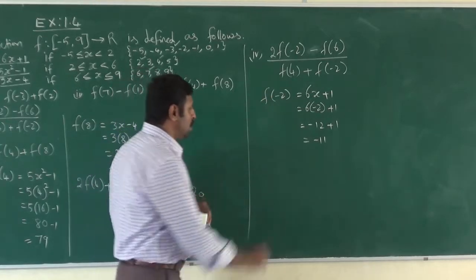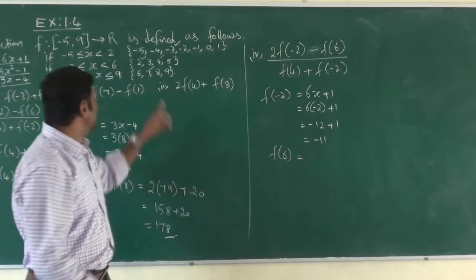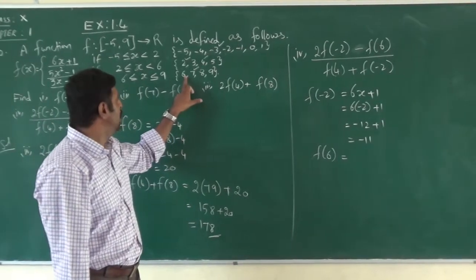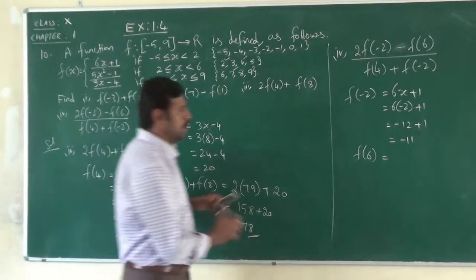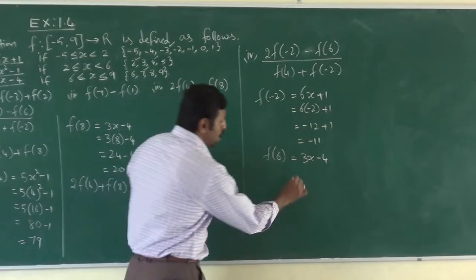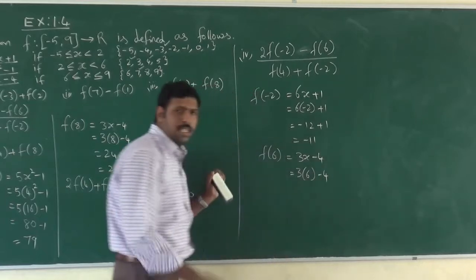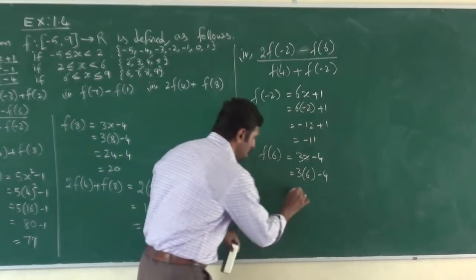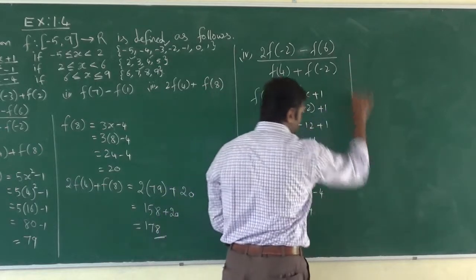Next, we want to find the function of 6. Here it is the number 6, so we use the function 3x minus 4. In the place of x, I put the value 6. 3 times 6 is 18, minus 4 is equal to 14, right?